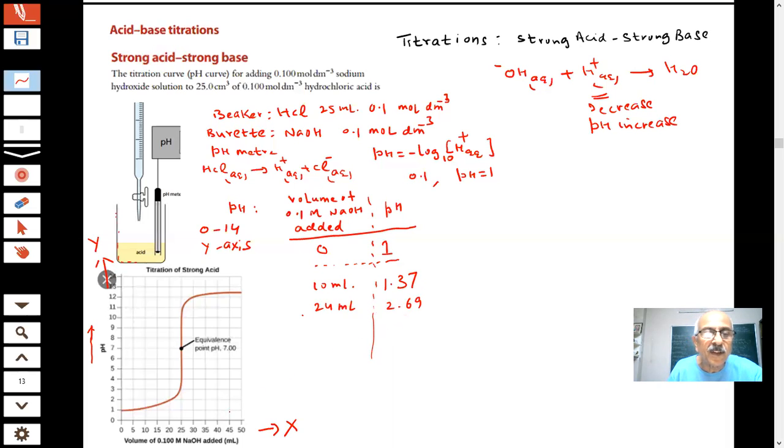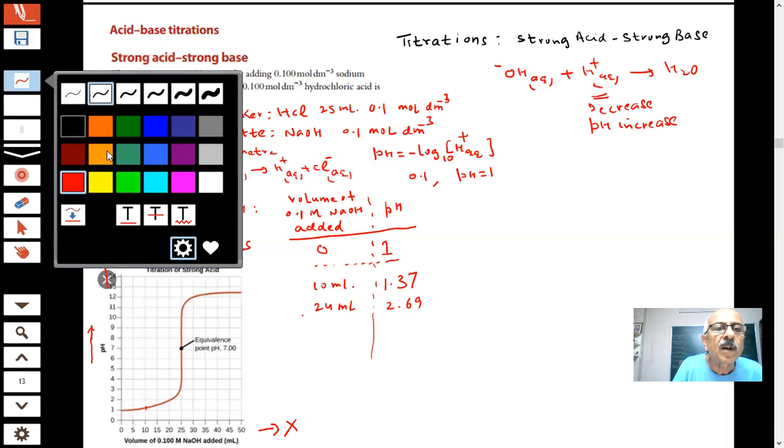Here in this graph, you see this is the volume of the NaOH added. This is my 10 milliliter. Let me change the color if you want. Pay attention, students.